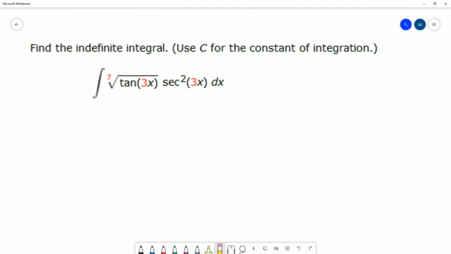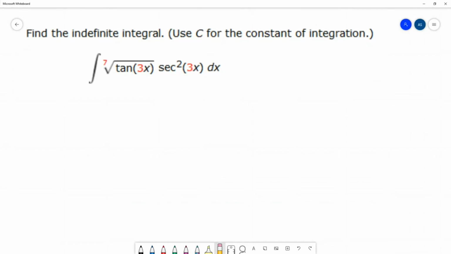Here I have an example of an indefinite integral. I have the integral of the square root, this is the 7th root of tangent 3x times secant squared 3x dx. I'm going to solve this with substitution, and I'm going to let u be inside of this radical.